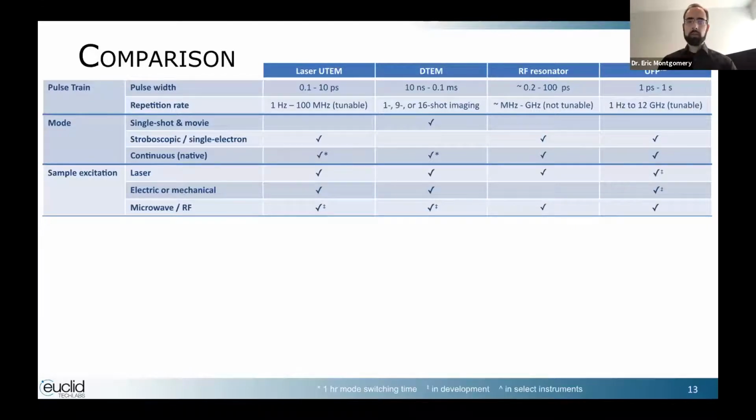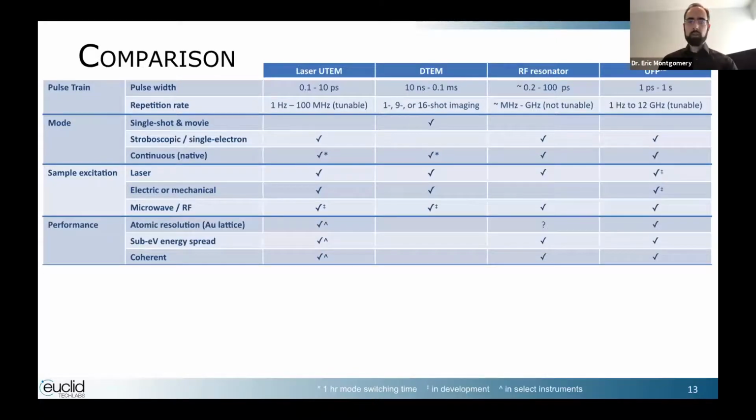And with the laser-based systems, it's also possible to synchronize a laser pump with a laser probe, or even an RF pump with a laser probe, because it's okay to pump faster than you probe. It all depends on the response time and recovery time of your reversible system.